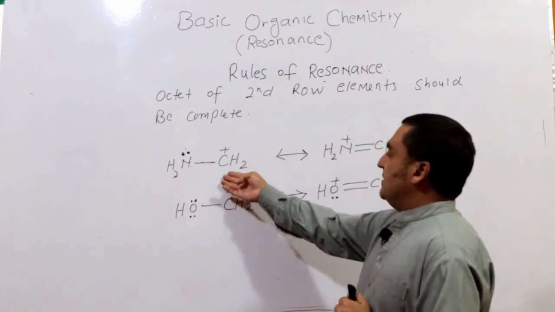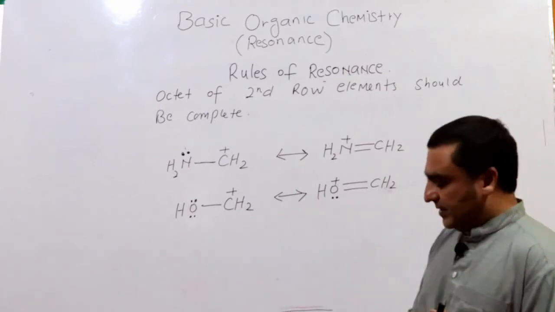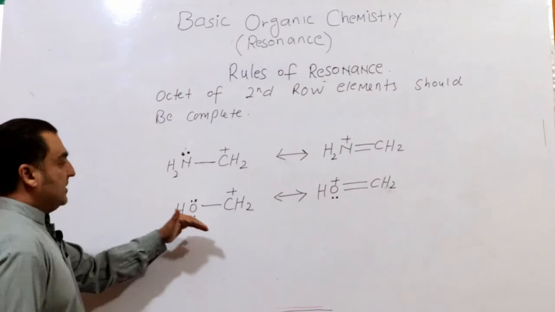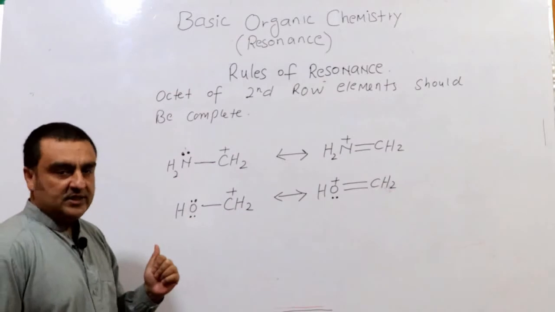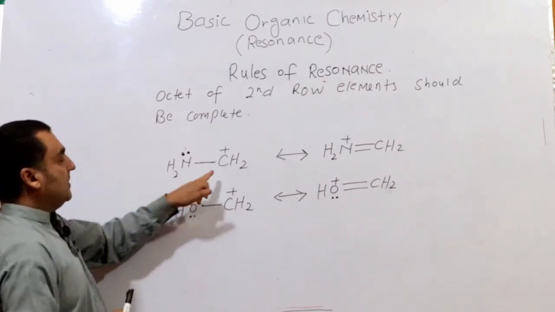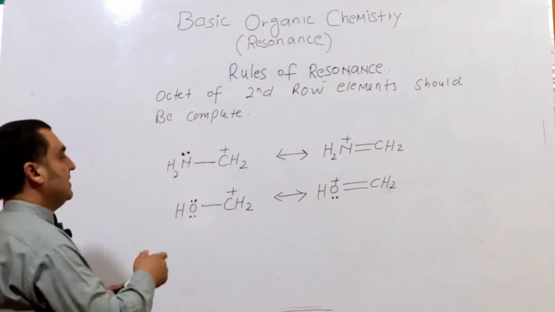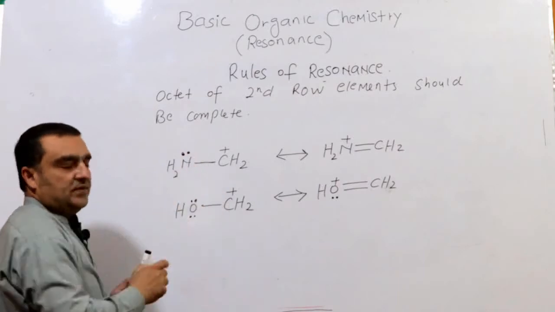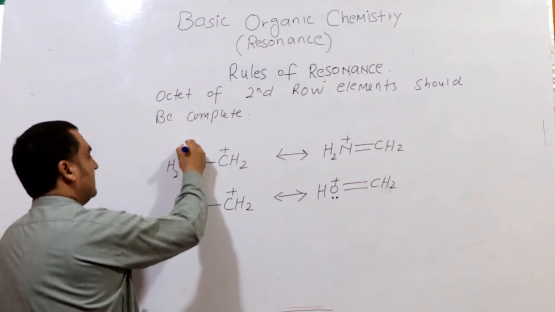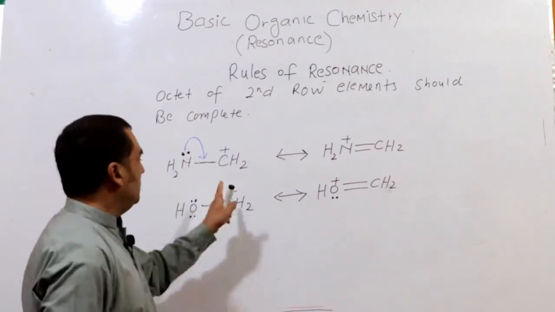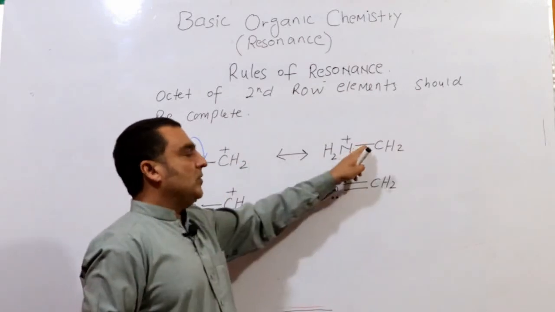So this is one resonance form and this is another resonance form, of the same molecule. Here, as you see, this is a cation, and adjacent to the carbocation there is nitrogen. Nitrogen has a lone pair present on it. Now the lone pair can shift and make a bond, so it can be converted to a bond pair. As you see, both the lone pairs are shifted and form a bond.